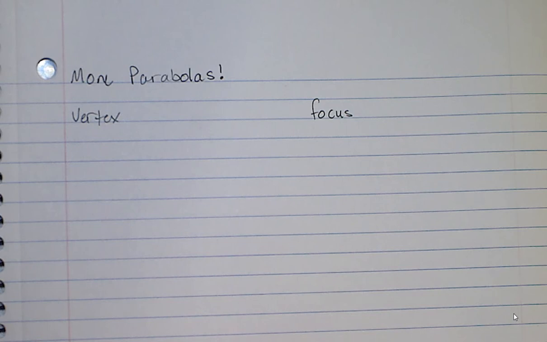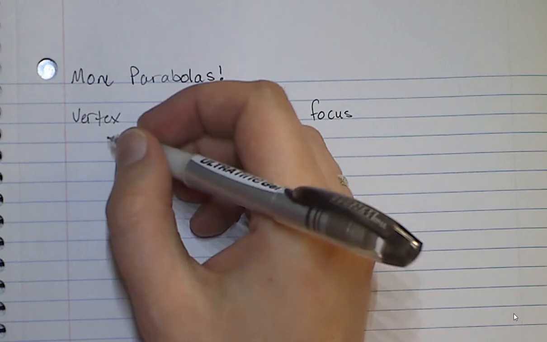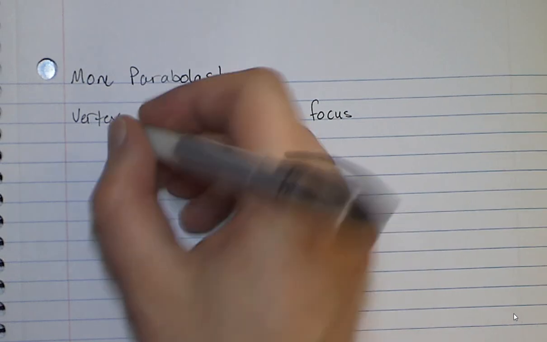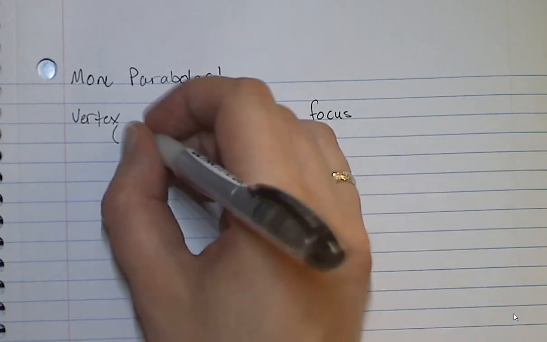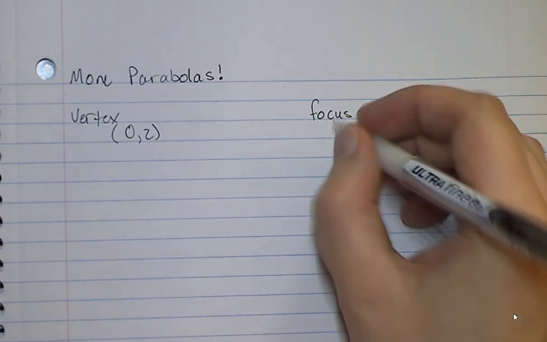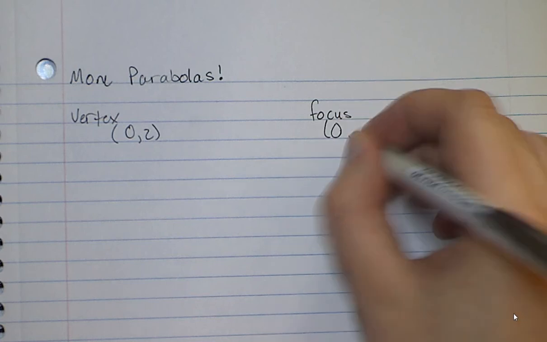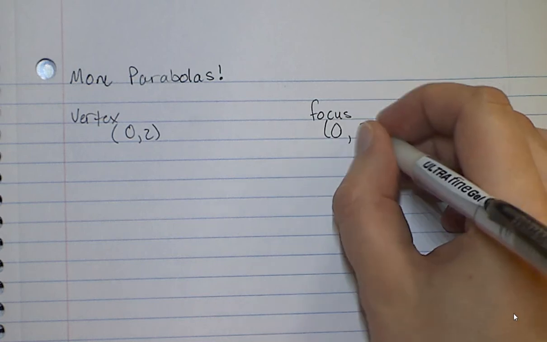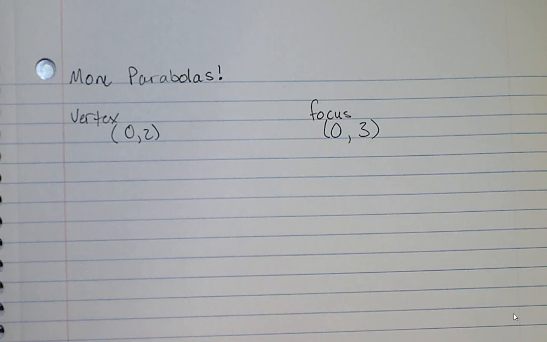Okay, so let's say that the vertex, I'm going to try and make this easy, is at (0, 2), and the focus is at (0, 3). We'll go easy. So you can use this to create the rest of the information about the parabola.